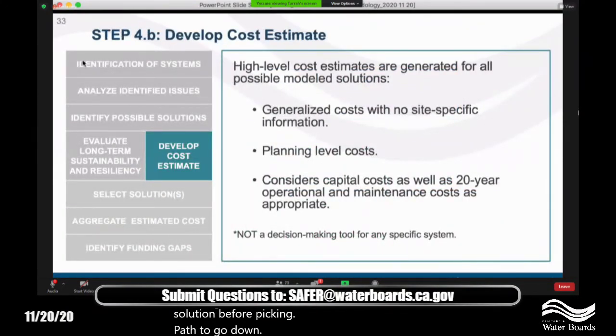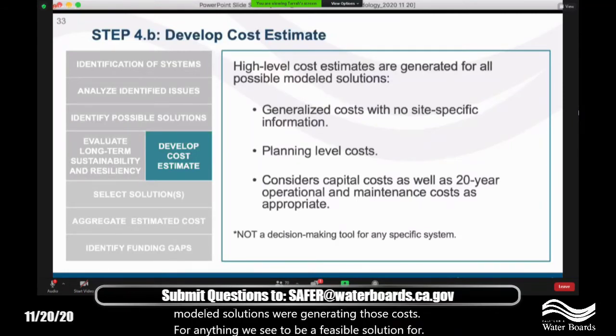Okay, so here, develop a cost estimate. What we're going to cover in general is the high level cost estimates that are generated for the possible modeled solutions. And we're generating those costs for anything we see to be a feasible solution for that system. And then we'll narrow it down using Khalil's method to what we feel is more resilient or sustainable. And that's what's going to go into this budget.